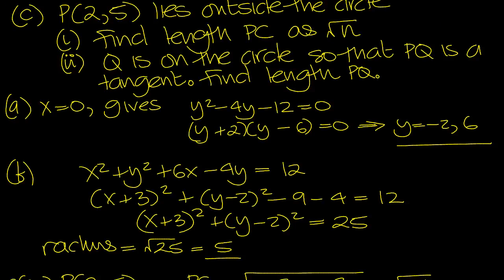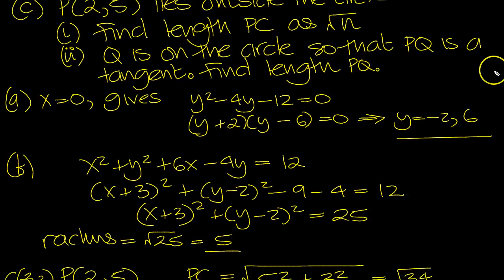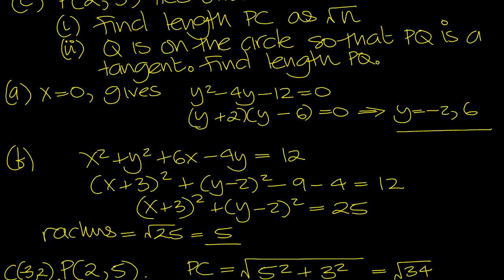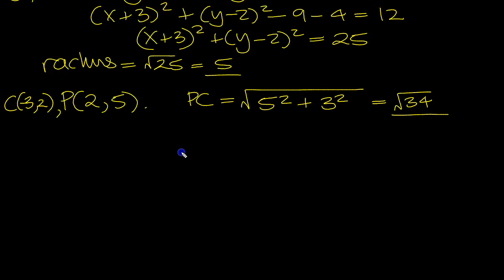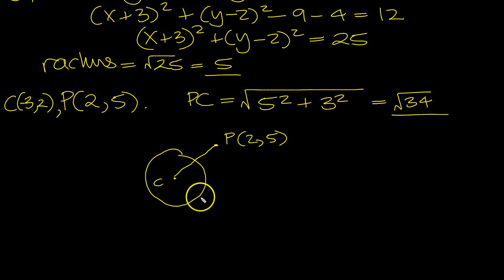Q is on the circle, so that PQ is a tangent. Find the length PQ. So you've got a circle here. Suppose P is here, say (2, 5). Here's C, and then Q is on the circle, so that PQ is a tangent. So this is a tangent here, and that's Q. C is (-3, 2). So find the length. This length here we said was the square root of 34. This is a radius, so this is length 5.